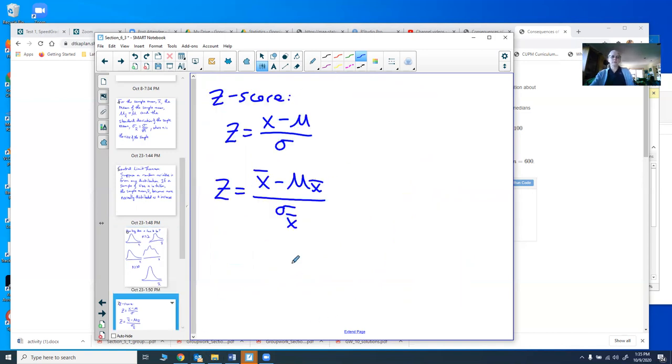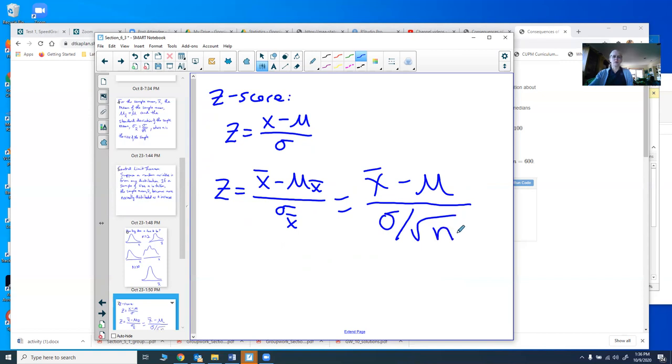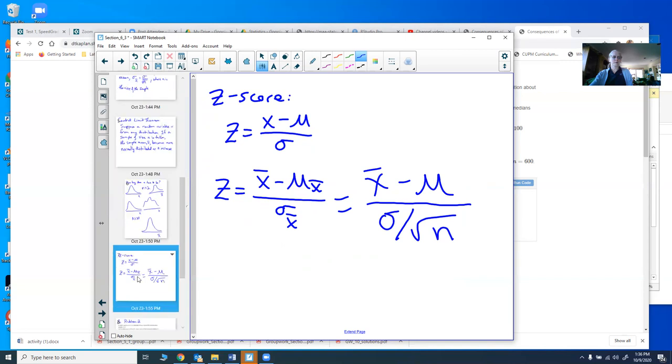We can also look at the z-score. Remember, z-score is a measure of how many standard deviations away from the mean your value is. The z-score is calculated by x minus mu over sigma. If we put x bar in its place, it's x bar minus the mean of x bar over the standard deviation of x bar. But we just said that the mean of the sample mean is the same as the original population mean. The standard deviation of the sample mean is the standard deviation over the square root of n. So we can also use this formula for z, a little bit easier to work with.